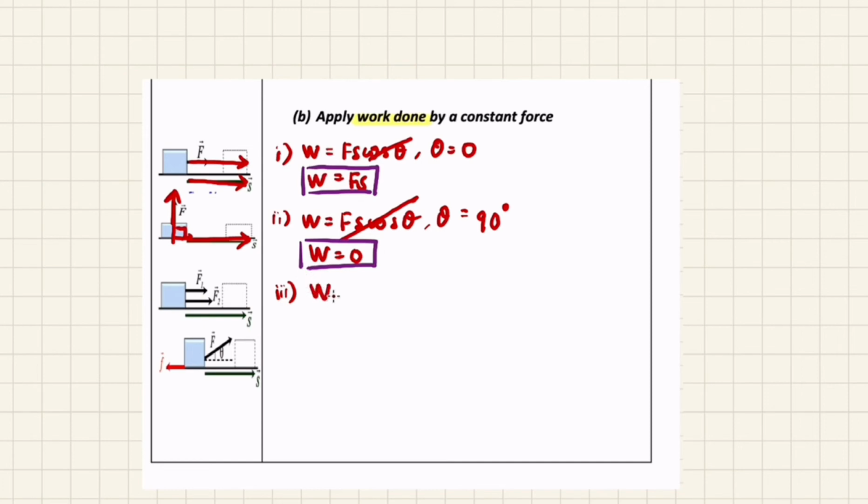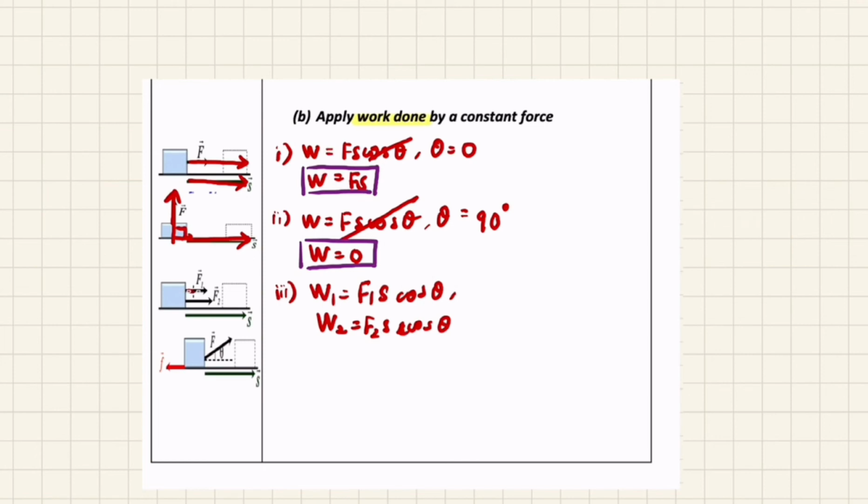So for work done yang pertama, disebabkan oleh force yang pertama. Okay, disebabkan oleh force yang pertama, displacement dia samalah. Okay, disebabkan dua force tu dia akan bergerak ke tempat yang sama. So F1 S cos theta. Okay, yang kedua is work dan yang kedua disebabkan oleh force yang kedua, F2 S cos theta.